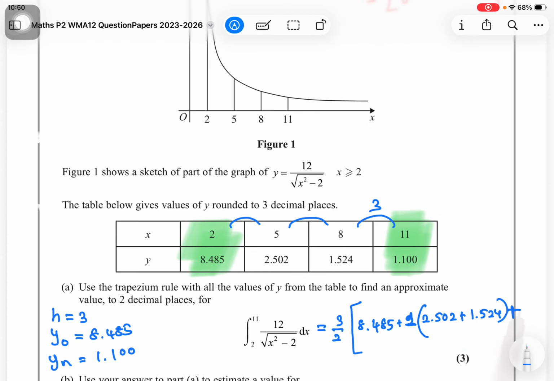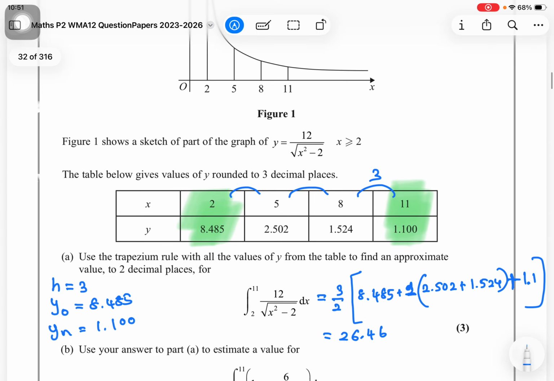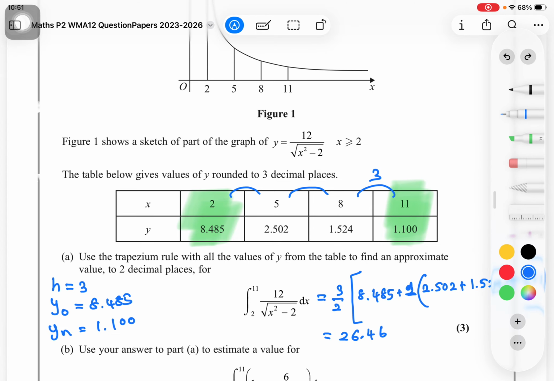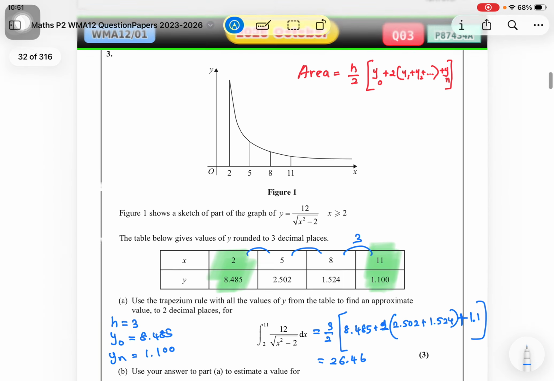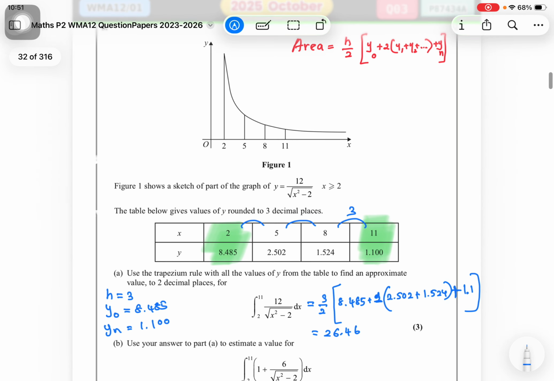plus 1.1. So once you have these numbers, you're going to get the answer as 26.46. So that would be the answer to 2 decimal places. After this, we can go with the B part.